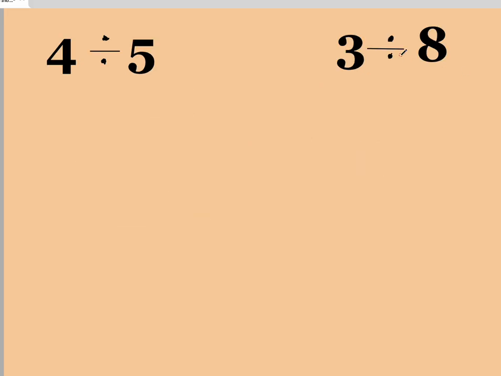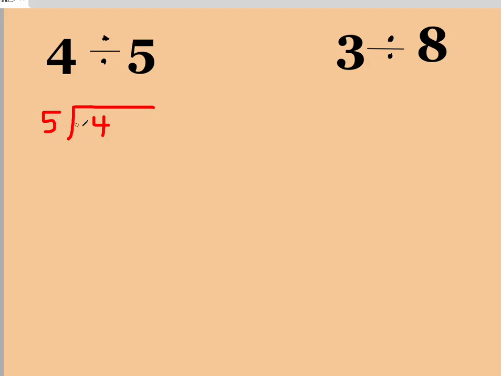So when we see these, 4 divided by 5, 3 divided by 8, we learned how to do these with a remainder or even as a fraction. But now we want to go into, well, how can we do this without that fraction and as a decimal instead? Remember, my dividend goes in the house, divisor on the outside.